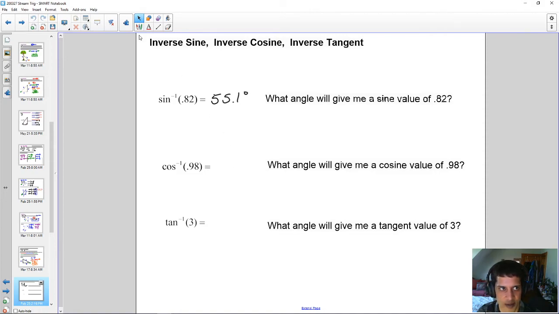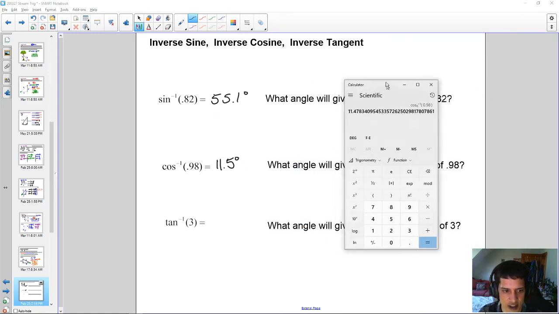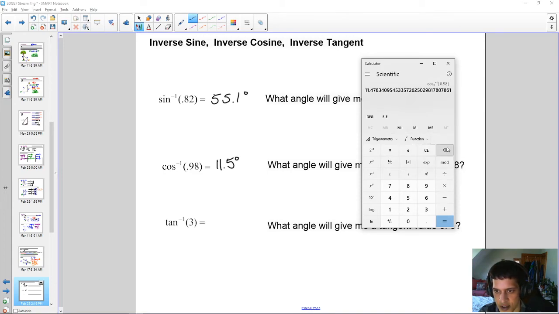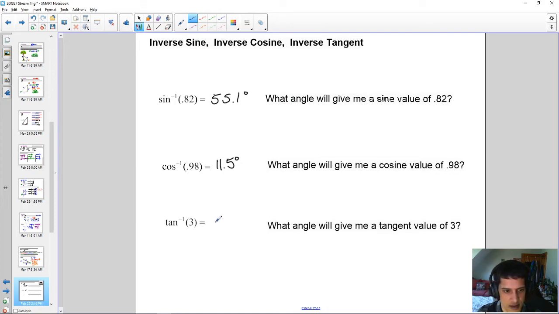All right, so this one we had 11.5. And then on the other one, we had tan negative 1 of 3. That's a pretty weird one. So we're going to do 3 second tan, and we get 71.6 degrees if we round that up. So these are things we just type into the calculator, assuming that we found the ratios. We just type these in, find these angles.